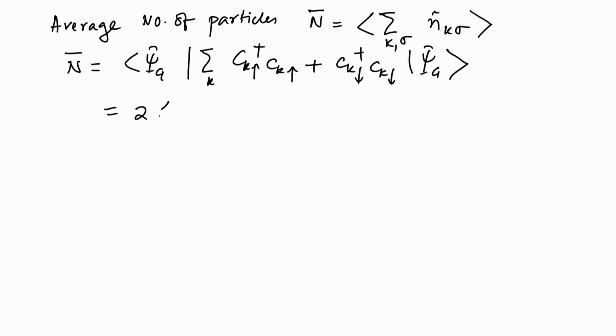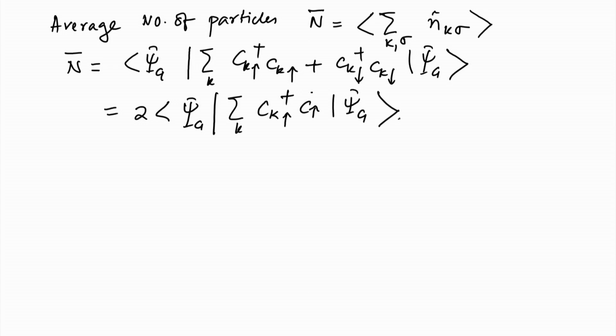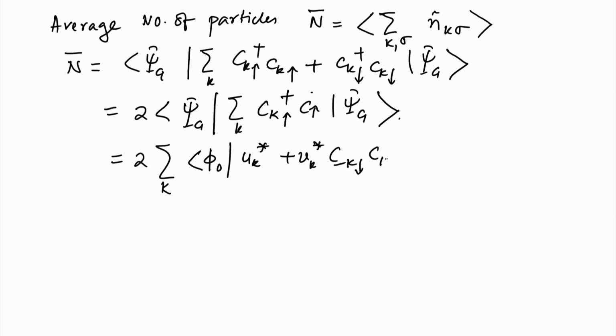So, we can simply write this as twice of psi g, sum over k, c_k up dagger c_k up, and a psi g. This I am writing it once, but later on I will skip. So, this will be a phi 0, u_k star plus v_k star c_minus k down c_k up, that is the bra psi g here.